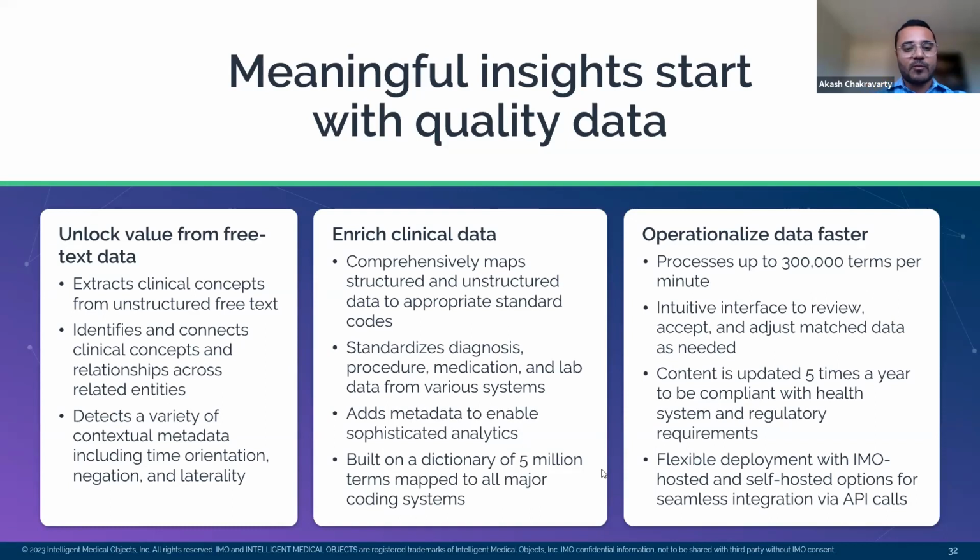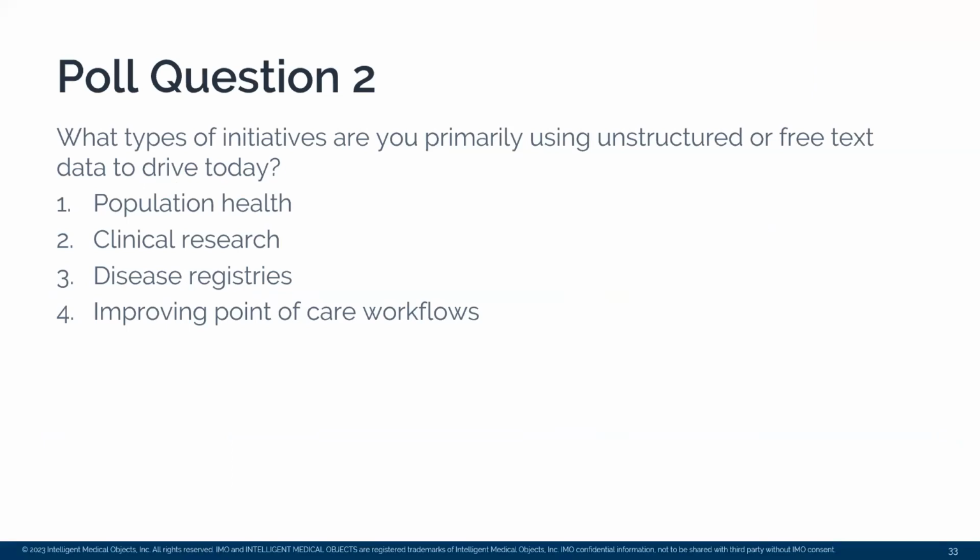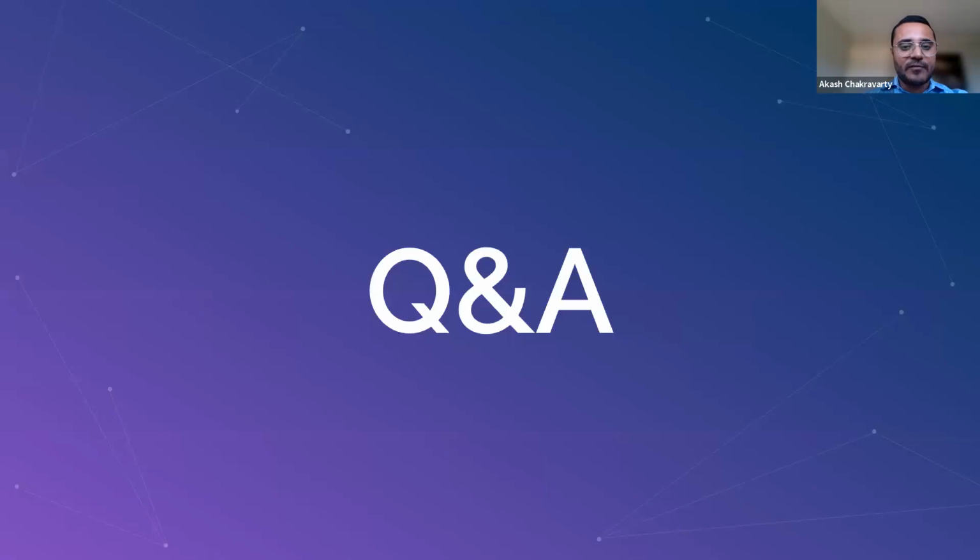Jordan, do you want to walk us through the options here? Yeah, so is it population health, clinical research, disease registries, or improving point of care workflows? I'll give it a few seconds and then we'll go on to Q&A. Okay, so it looks like improving point of care workflow and population health is kind of the winners there. Awesome. Well, that's great information to know.